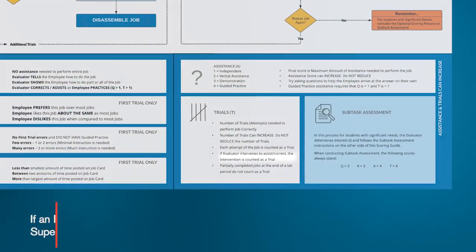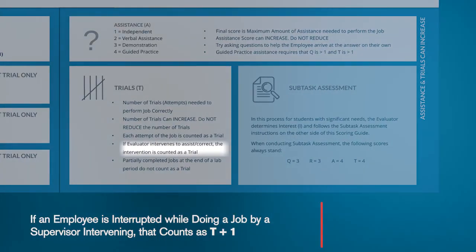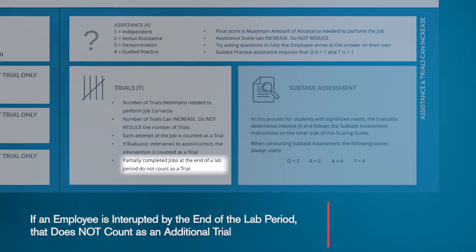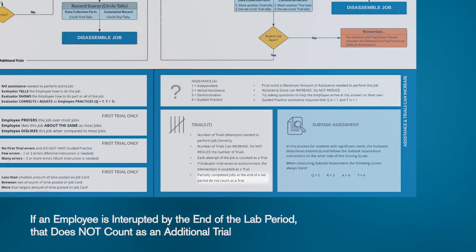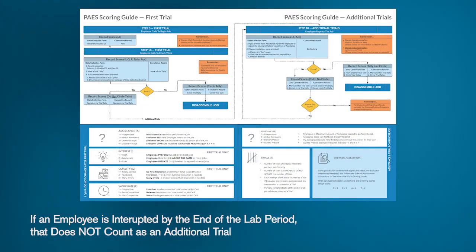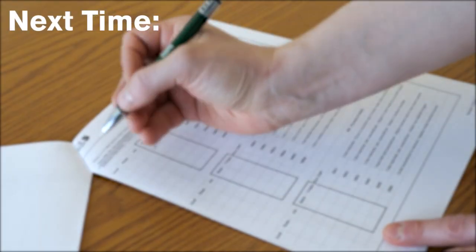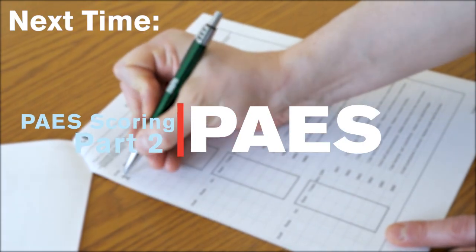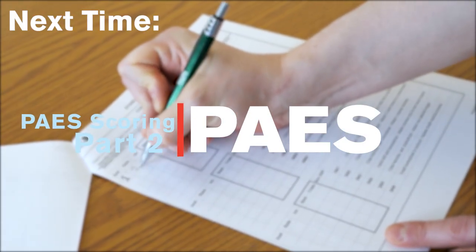If an employee is interrupted while completing a job due to a supervisor intervening, that counts as a trial. However, if an employee is interrupted while completing a job by the end of the shift, that attempt does not count as a trial. This completes the training video on PAES scores, what to record. The next video covers where and how to record scores.